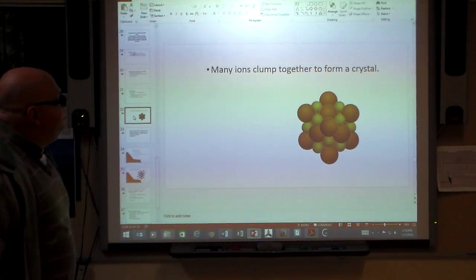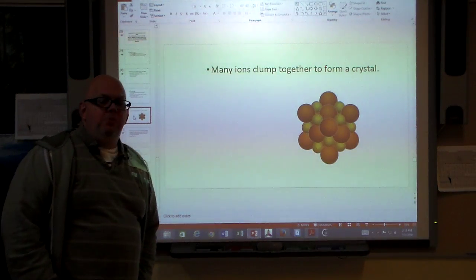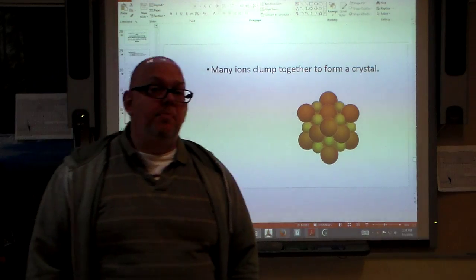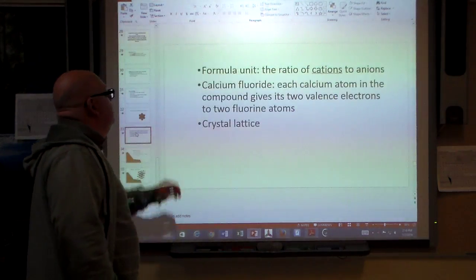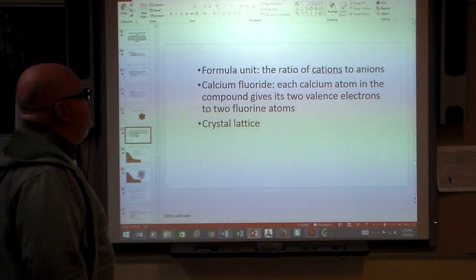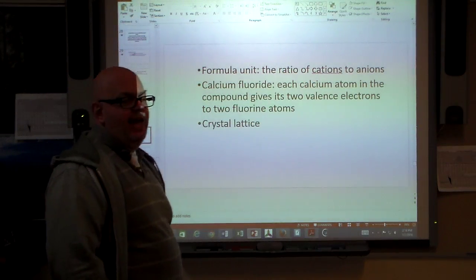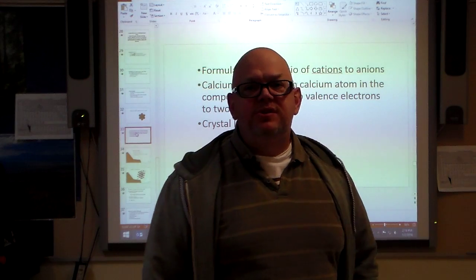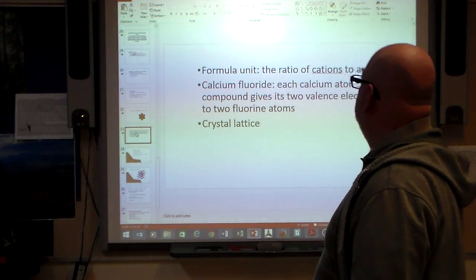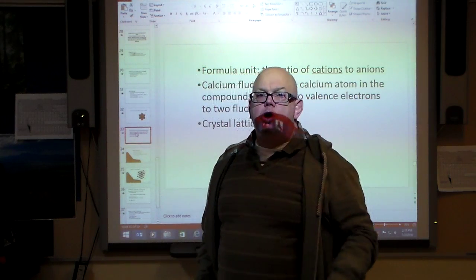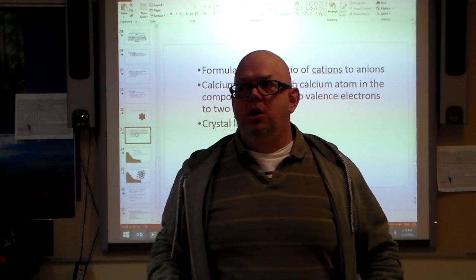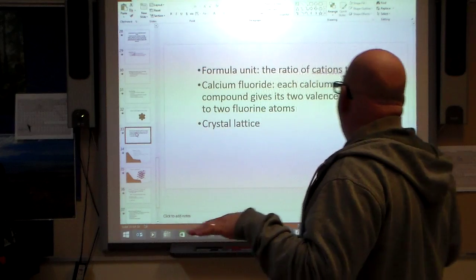Many of these ions clump together and form a crystal. That's why a lot of ionic compounds tend to be crystals. Now, formula unit is the ratio of cations to anions. Remember, cations are positively charged, anions are negatively charged.